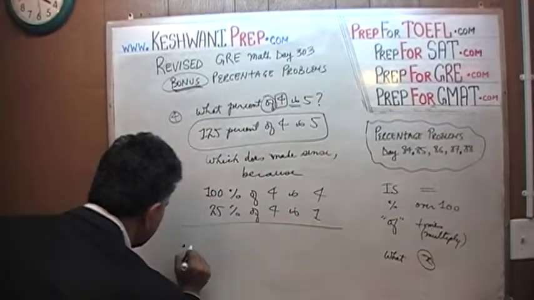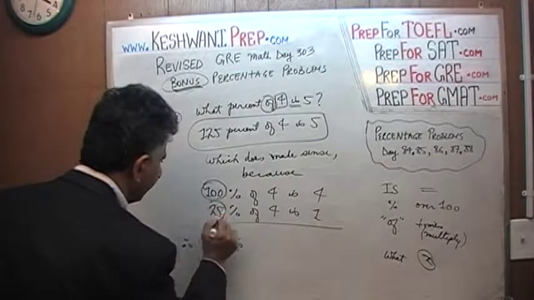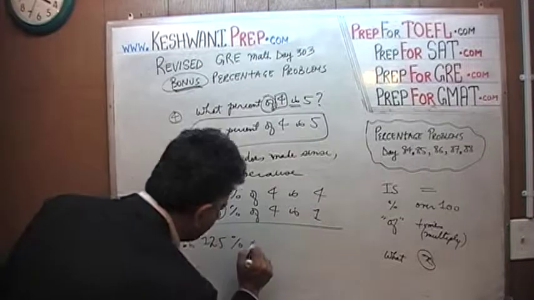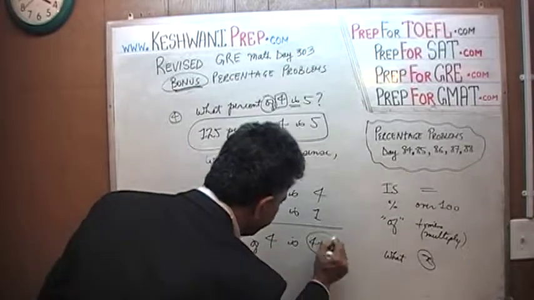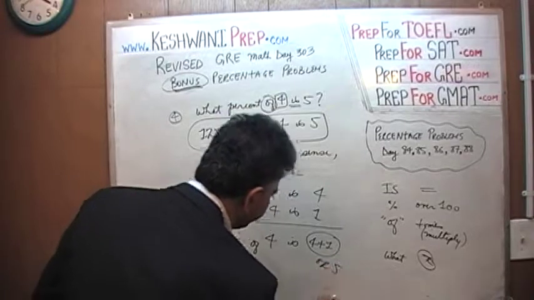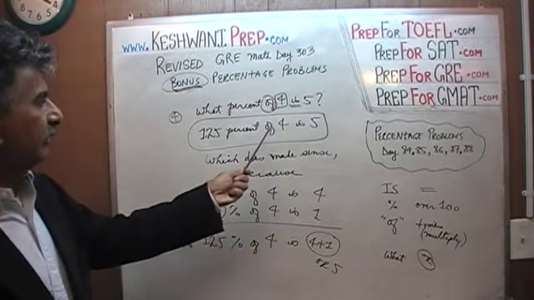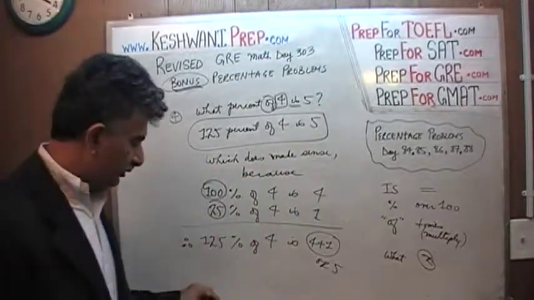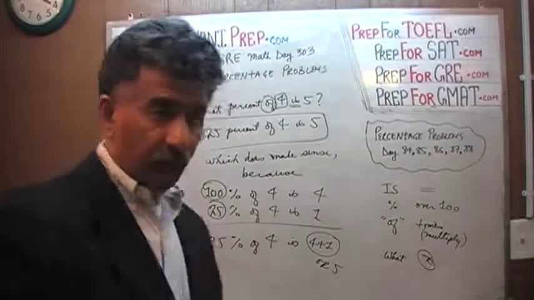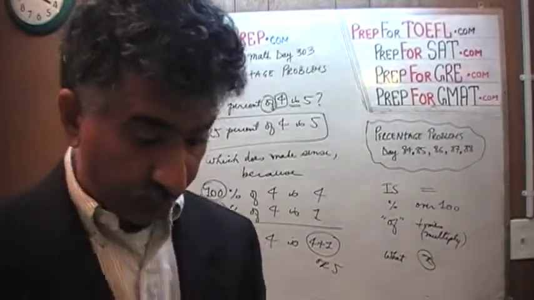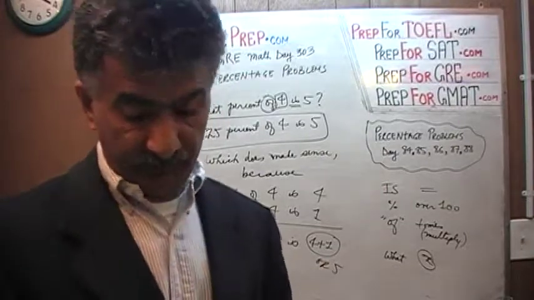Therefore 125%, see, 100 plus 25, 125% of 4 is simply 4 plus 1, or 5. There we go. 125% of 4 is 5, which is what we claim, and of course that makes sense. Because 5 is essentially 1 more than 4, and 1 is the 25%, so 100% plus 25% is 125%.